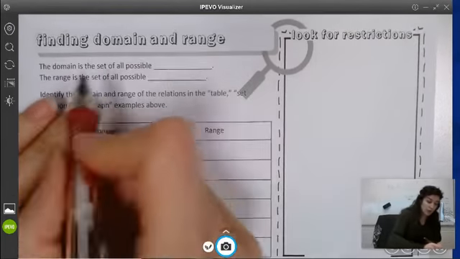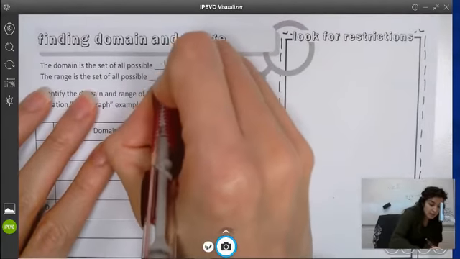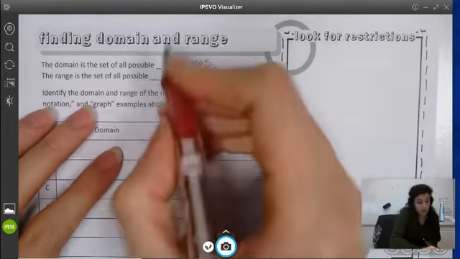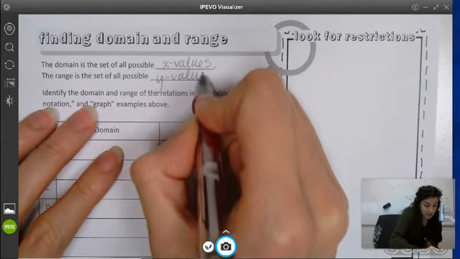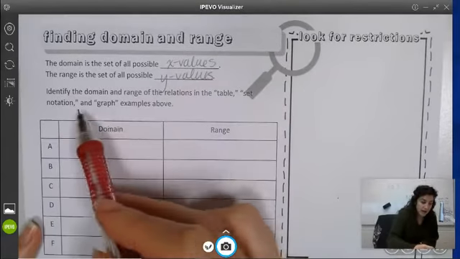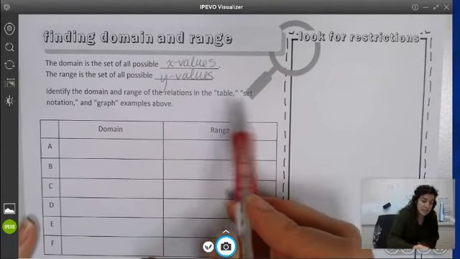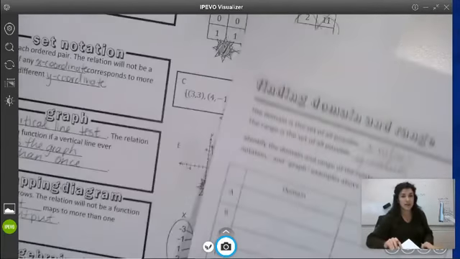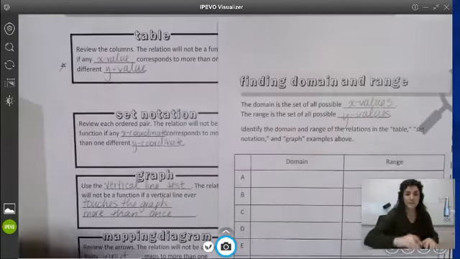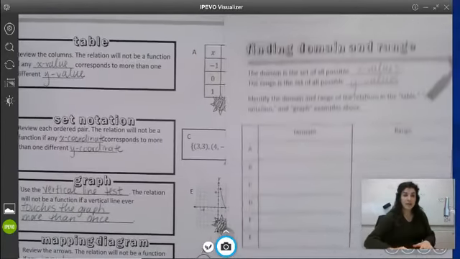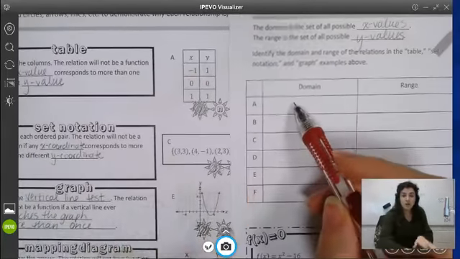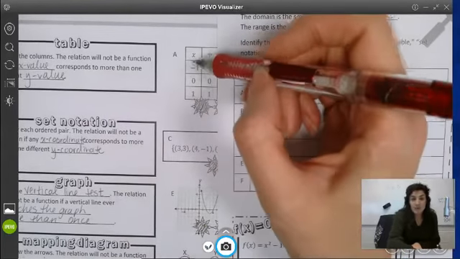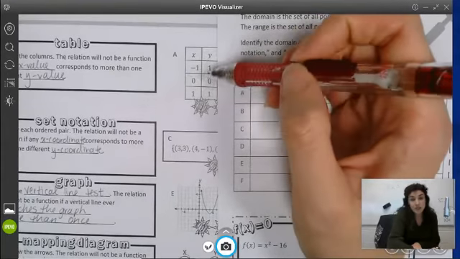As we talked about earlier, the domain is the set of all possible x values, whereas the range is the set of all possible y values. We're going to identify the domain and range of the relationships in the table, set notation, and graph examples from before. So they're right here. Let me zoom out a little bit. So from our table A, our domain here is just a set of numbers because your table is the beginning and end of this relation.